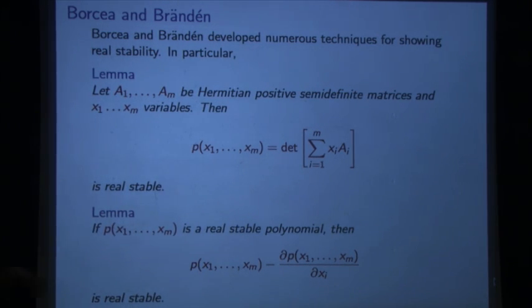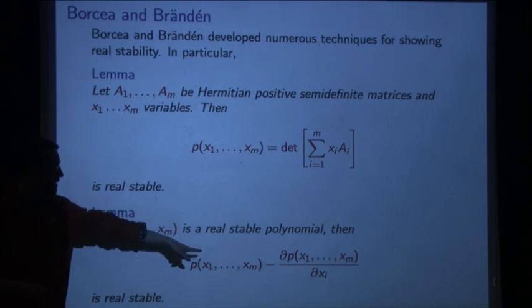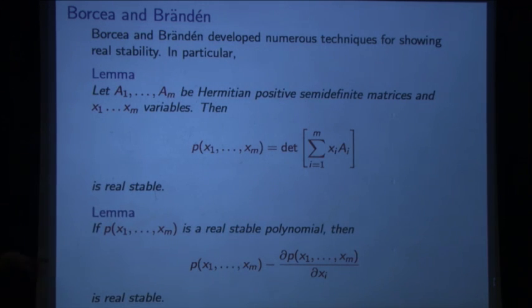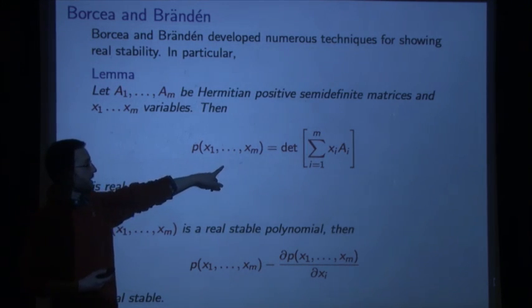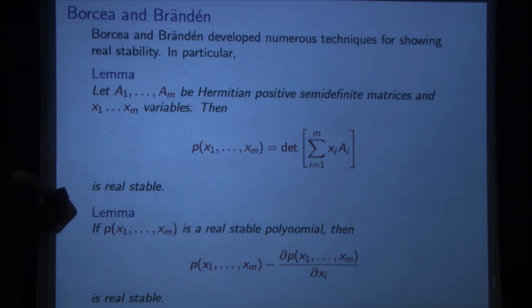And their other lemma is that if you start with a real stable polynomial and you subtract off one of the partial derivatives, that's also a real stable polynomial. And that has to do with Rolle's theorem again. So the other way around, every real stable polynomial could be expressed as a determinant of some... So when m equals 3, the answer is yes. When m is bigger, the answer is no.